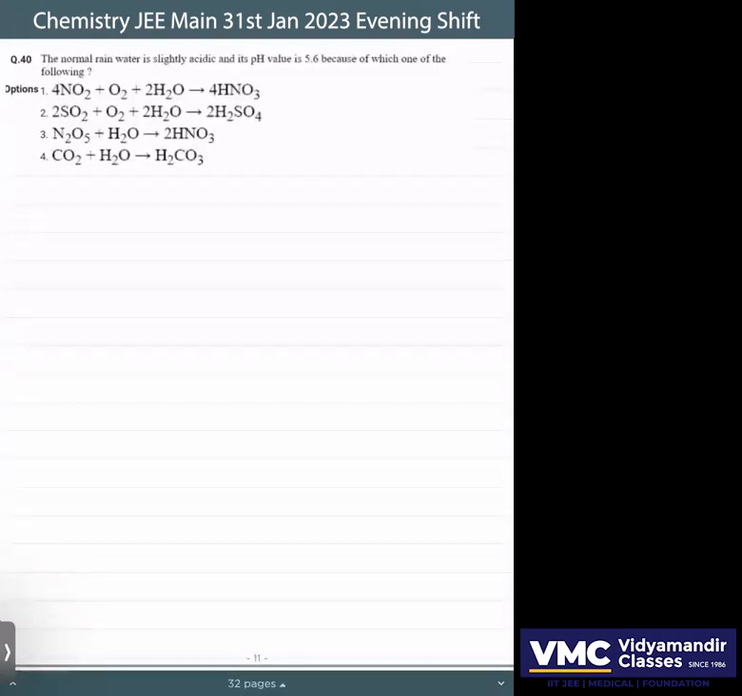Next question, the normal rainwater is slightly acidic and its pH value is 5.6 because of which one of the following? So it happens because of the carbonic acid. And how is carbonic acid obtained? By reaction of CO2 with water. So the correct answer will be option 4, CO2 plus water forming carbonic acid, H2CO3.